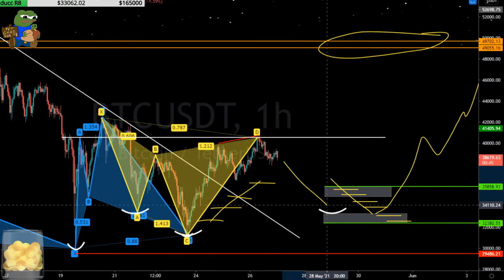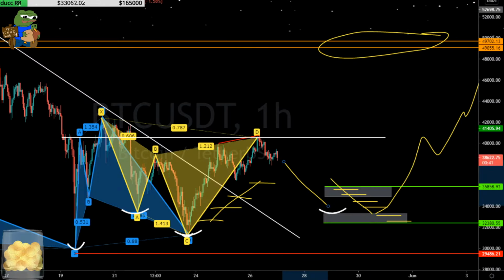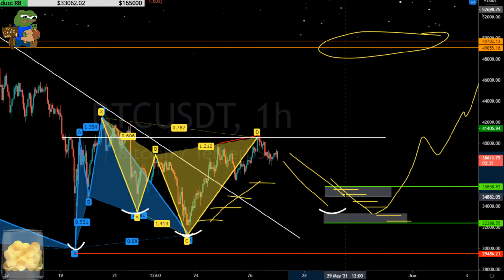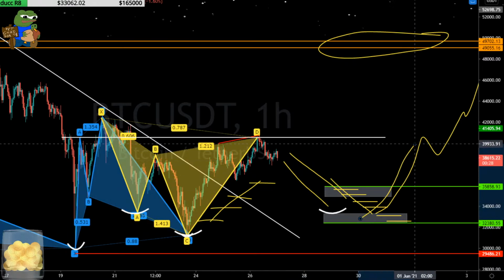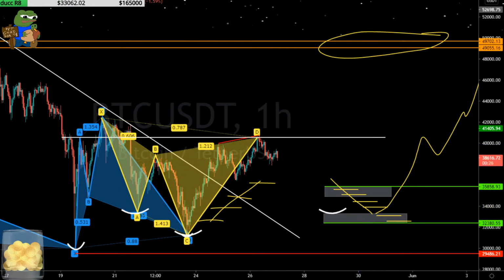But in the meantime, possible reload action over the next 24 hours. While Duck's gone, you might get a little bit of relief for the oscillators to reset, and then once I get back, we can send it again, okay? So we'll see what happens here.